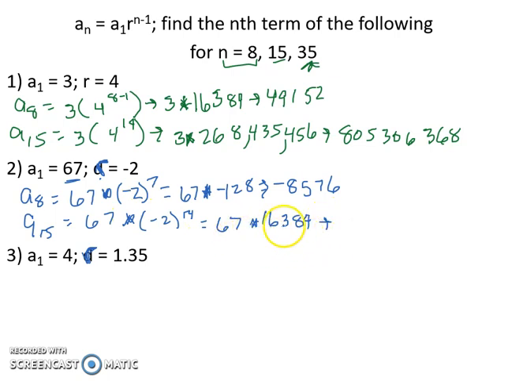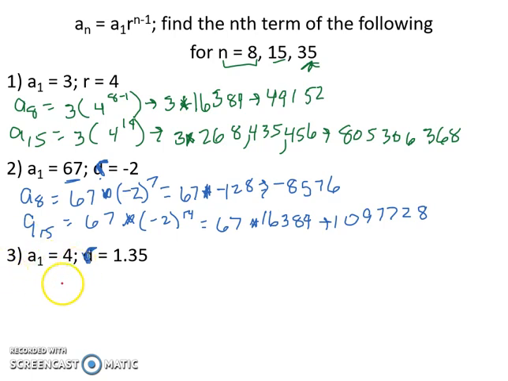Okay, 67 times 16,384 will give us 1,097,728. So again, now we're jumping up to a huge number. It's over 1 million. And if we did -2 to the 34th power, again, we'd get a very large number. So again, let's pause on this one and take a look at our last example.